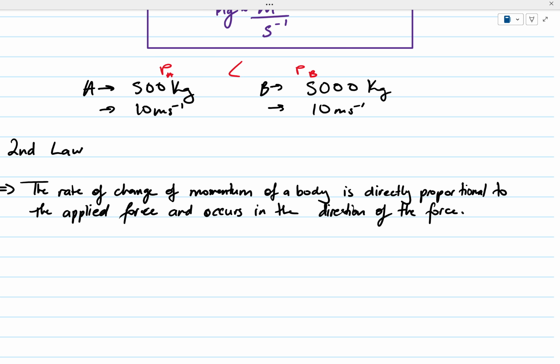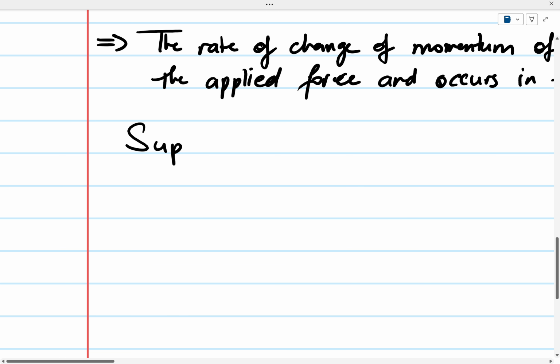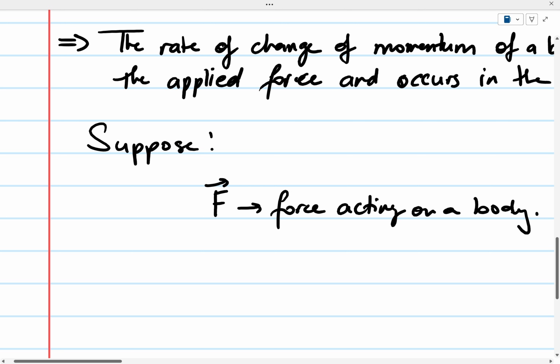What does it speak to? So let's look at this. Suppose we have a force F acting on a body. The mass of the body, M, of said body. And we also have the velocities, U and V. What would U be?